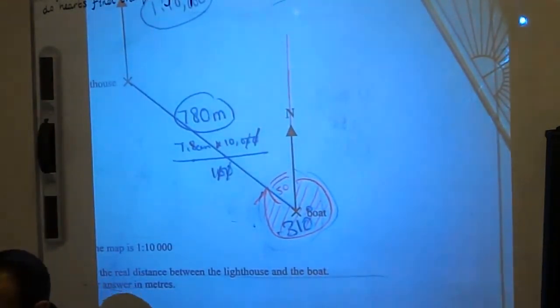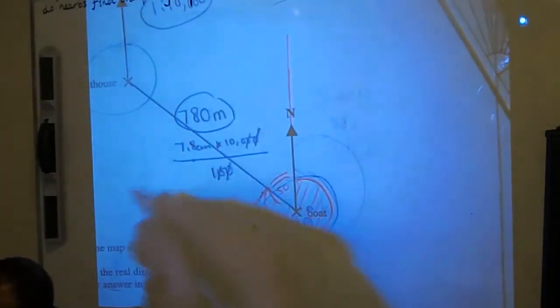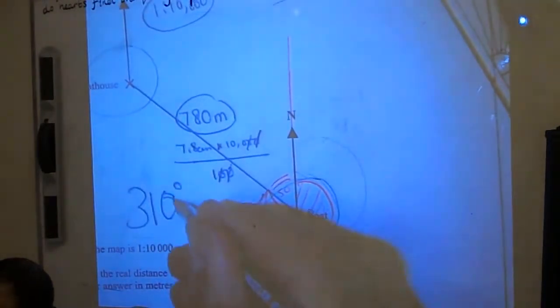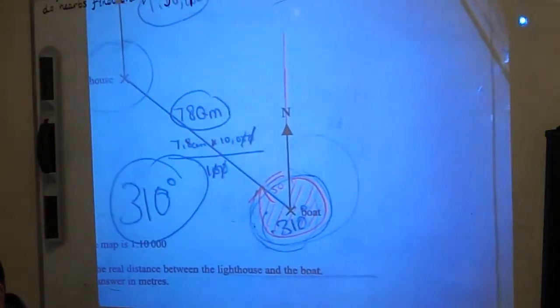So, the answer would be the bearing of the lighthouse from the boat is 310. And the distance 780 meters. That's the end of question number 6.